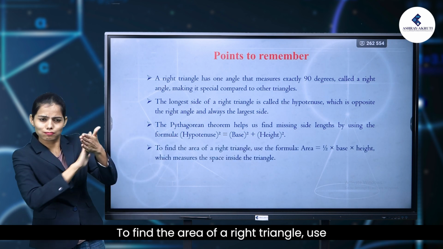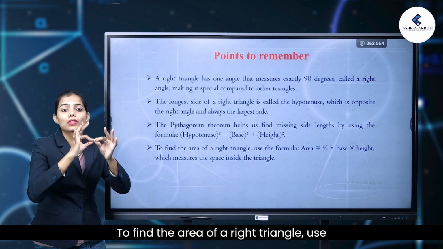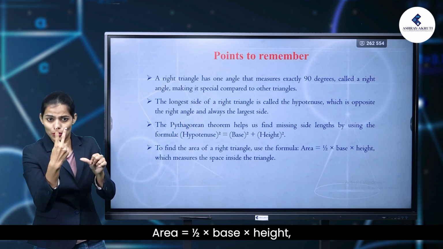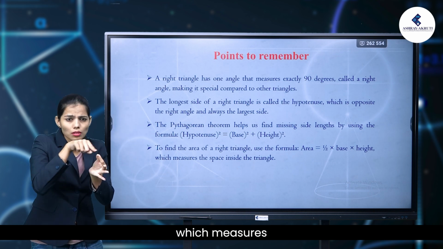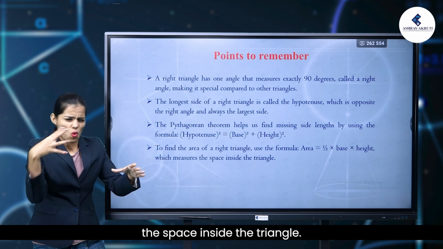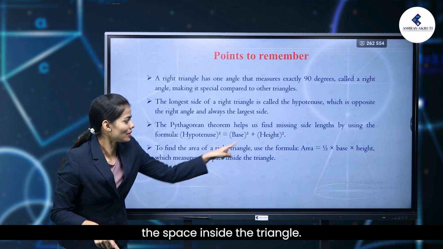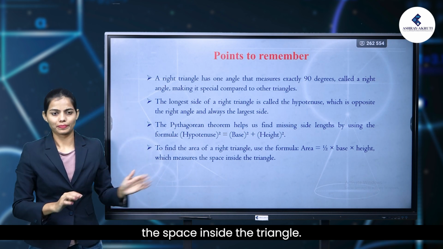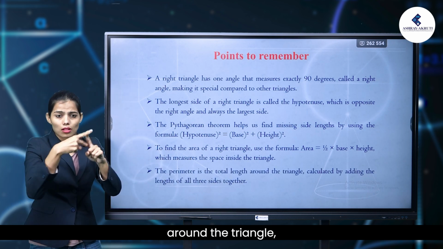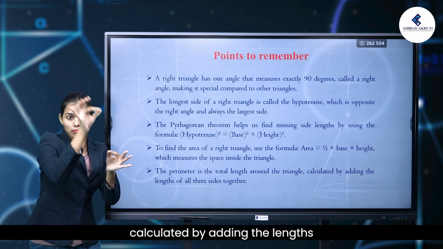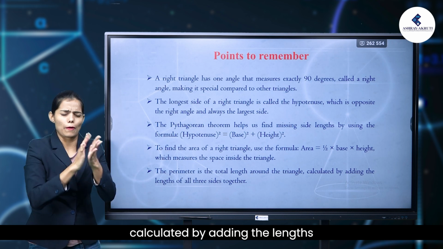To find the area of a right triangle, use the formula area is equal to half into base into height, which measures the space inside the triangle. The perimeter is the total length around the triangle, calculated by adding the lengths of all the three sides together.